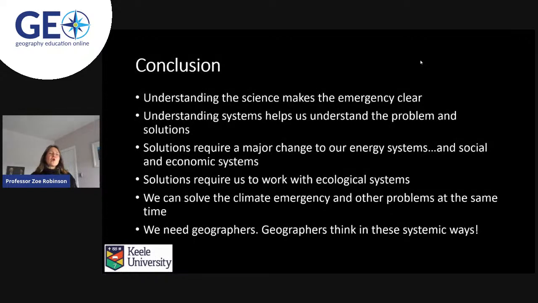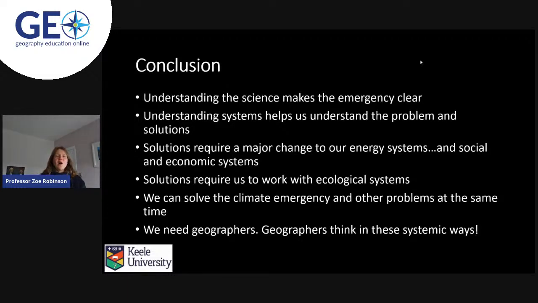And so by way of conclusion, to try and draw out some of the key points of what I've been talking about very quickly to you for the past 50 minutes: we need to understand the science because it helps us make the emergency clear. It also helps us educate other people as well as educating ourselves about what we can do. We need to understand systems, and understanding systems helps us understand the problem and the solutions. It helps us understand the bit of the system that we can shift to create the change that we need.